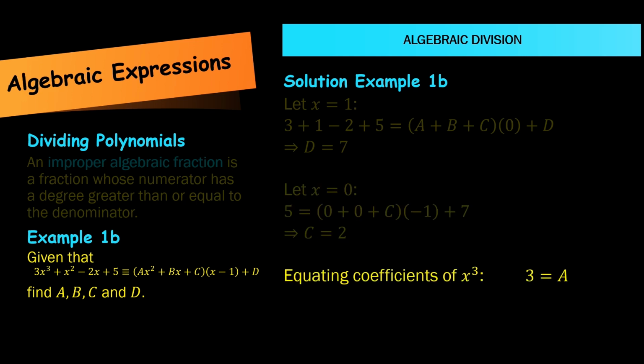Now let's equate the coefficients of x cubed. On the left-hand side, the coefficient of x cubed is 3. On the right-hand side, the coefficient of x cubed is going to be a, because there is only one way of obtaining ax cubed, or x cubed, when we multiply out the brackets.